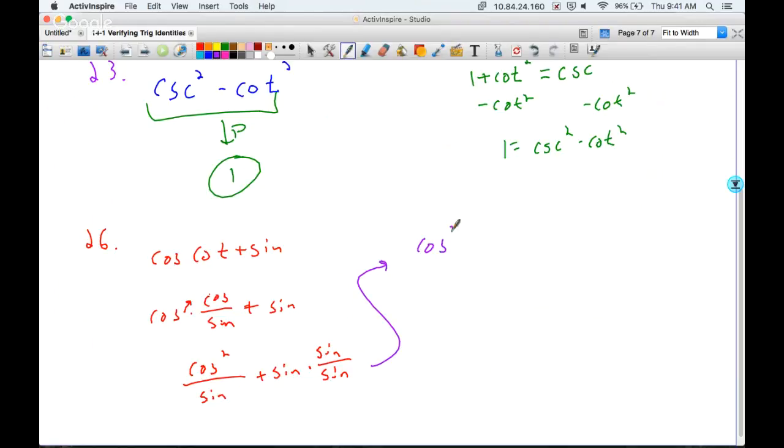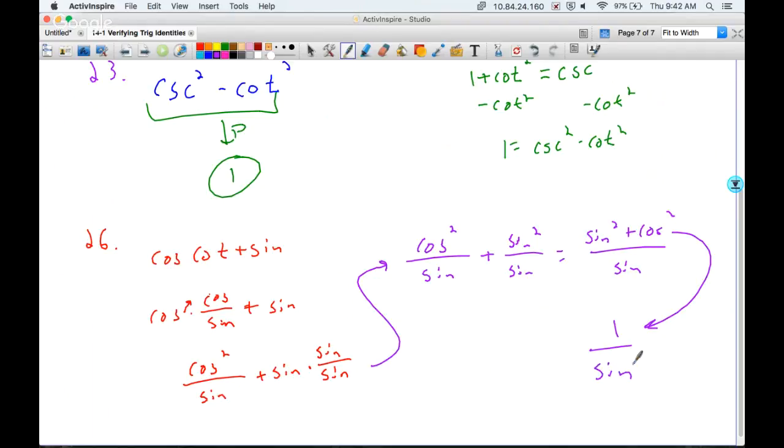So now I've got cosine squared over sine plus sine squared over sine equals sine squared plus cosine squared over sine. Pythagorean identity on the top of that. I've got 1 over sine.